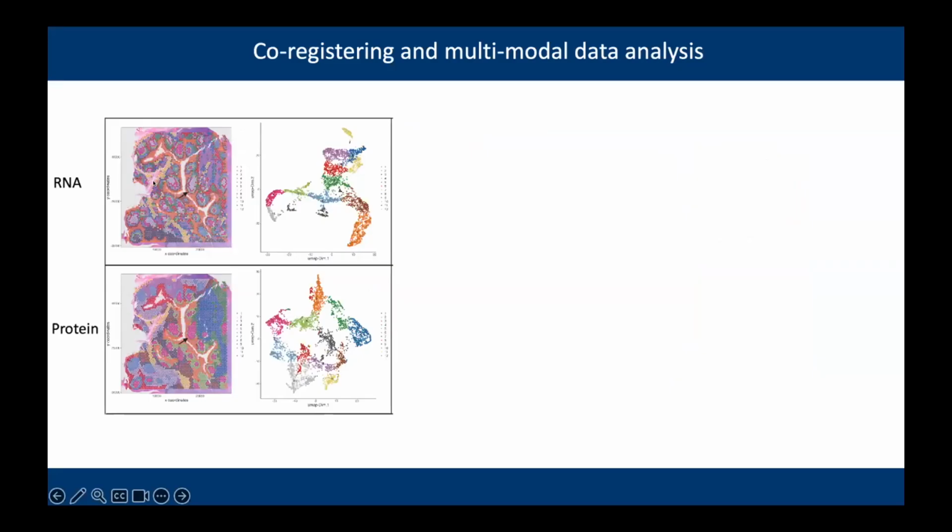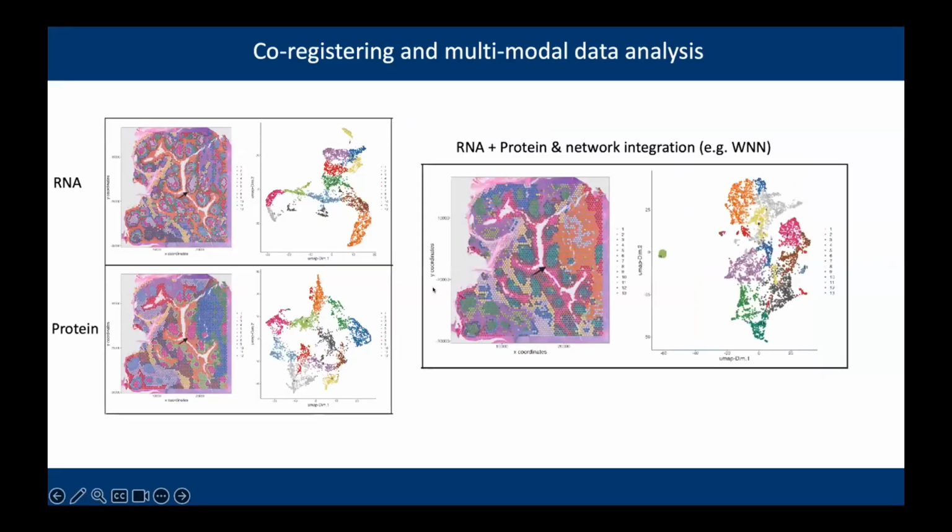In this case, this is a tonsil data set where you can use only RNA or protein to cluster your data, but then within our Giotto suite, you can combine these networks. One example that we implemented is the weighted nearest network, but you can do all sorts of different types of network integration analysis, and then use that multimodal information to view it. Just to show that we can work with adjacent slices, but the modalities can also be in the same tissue slice or in different tissue slices. So everything is really possible.